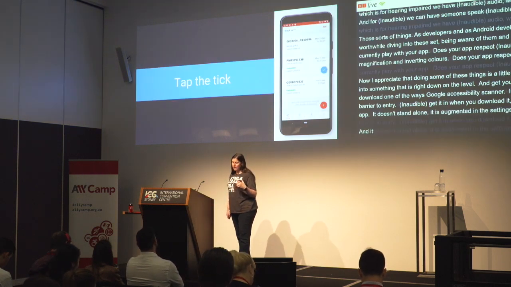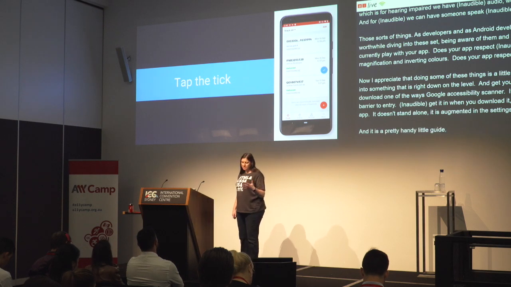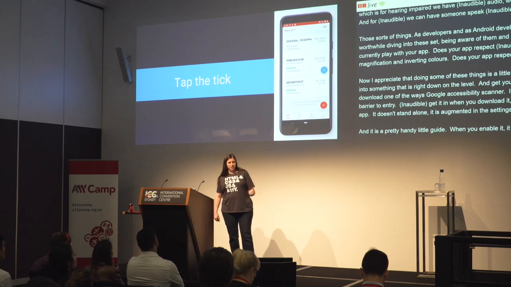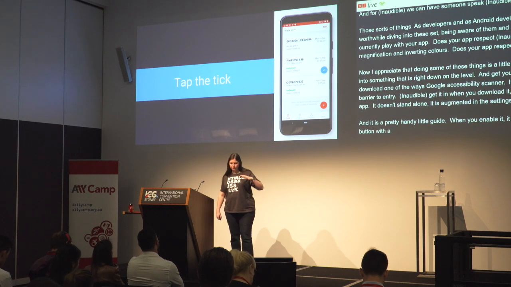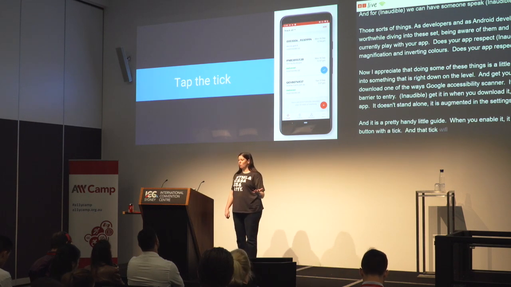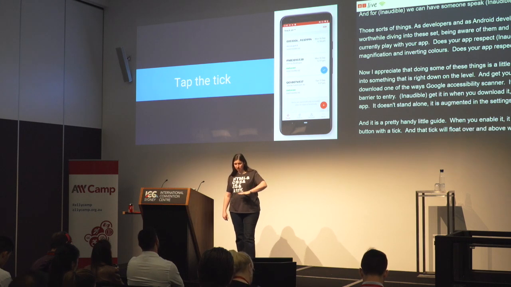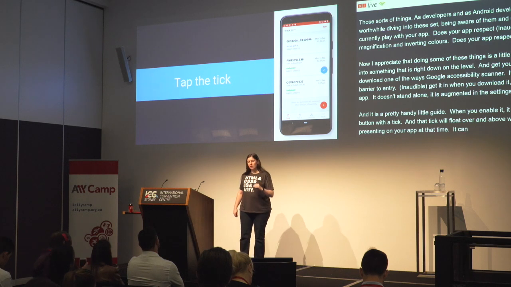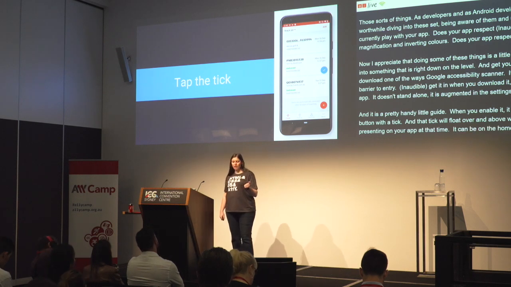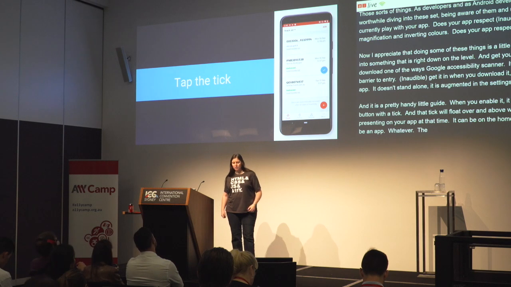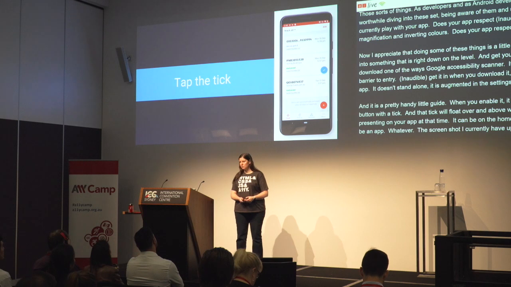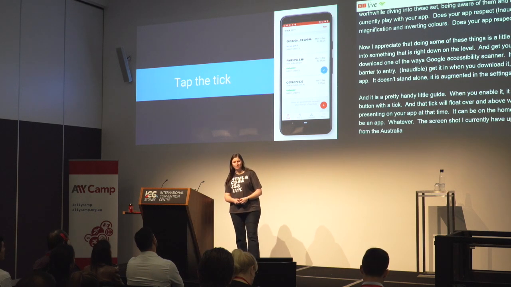When you enable it, it presents itself as a small round blue button with a tick. And that tick will float over and above whatever screen you happen to be presenting on your app at the time. It can be like the default home screen, it can be a web page, it can be an app, whatever the deal is. The screenshot that I currently have up on stage right now is a screenshot from the Australia Post app. Greetings to any Australia Post developers that we may have in the room today.